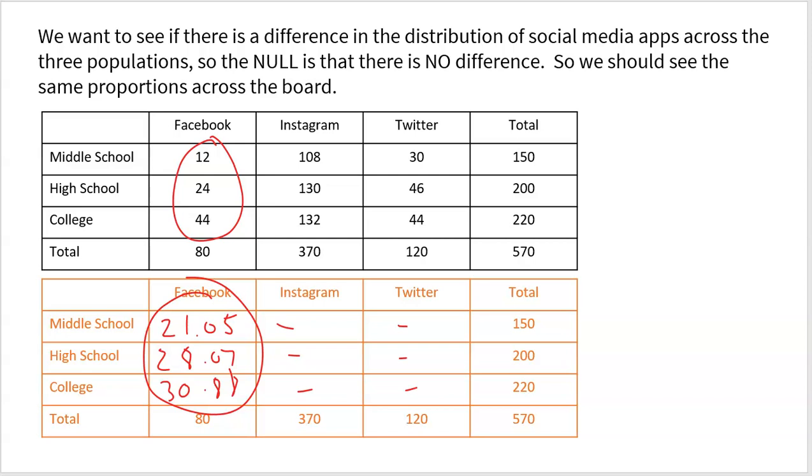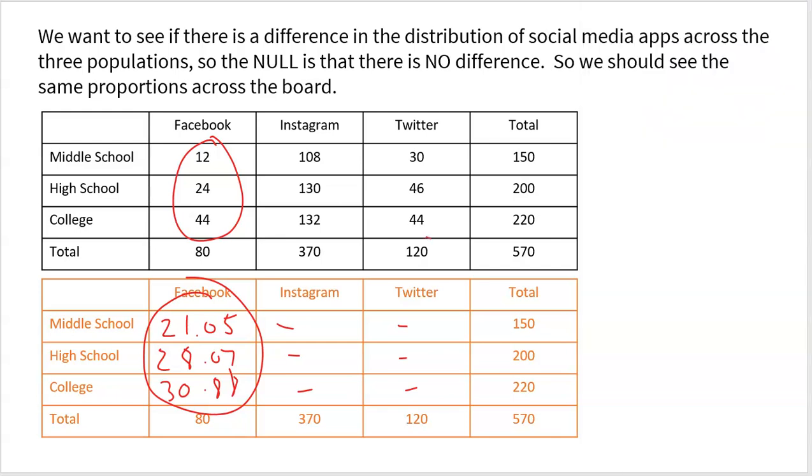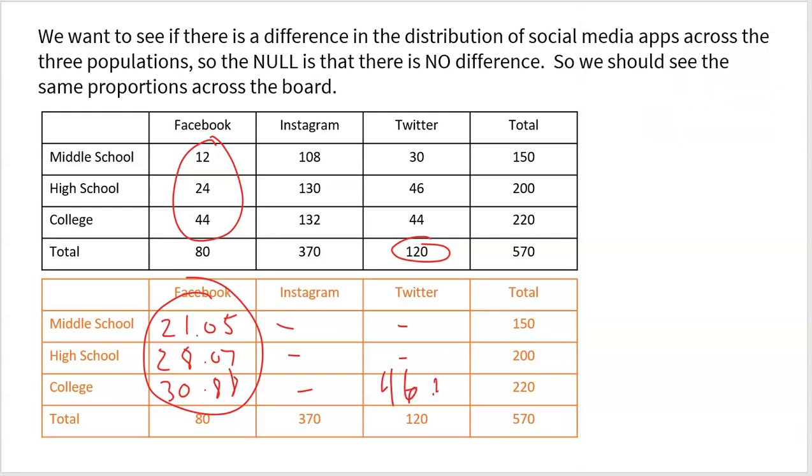So not too bad, pretty simple, but again, it does take some time. So again, let's just do one more. Just want to make sure everybody's on the same page here. So college students who use Twitter. So that's going to be 120, that was the column total, times the row total of 220 divided by 570. And I get 46.31. Sorry for my messy handwriting. So again, what you might notice there is that college kids that use Twitter is actually pretty close. The observed value was pretty close to the expected.